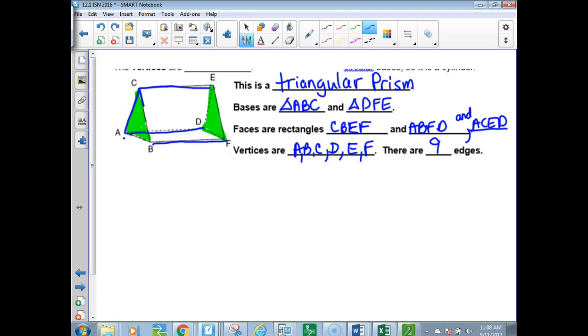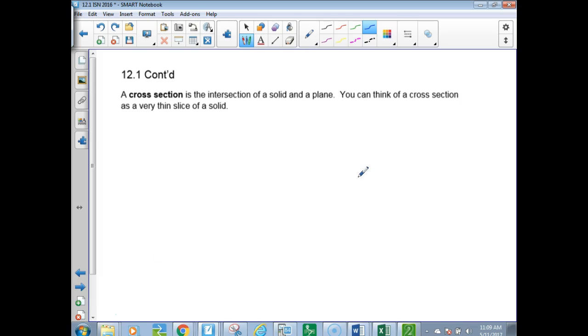These are 3 edges over here, 3 edges there, and then at the 3 going around. Okay, you're going to need, I think I have it set up where you just flip your page over.